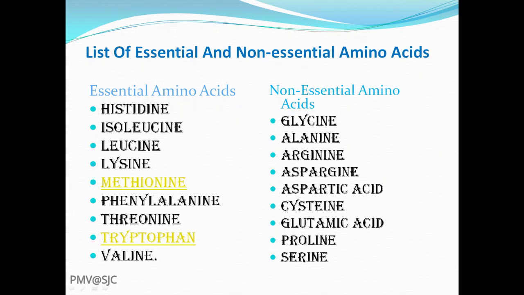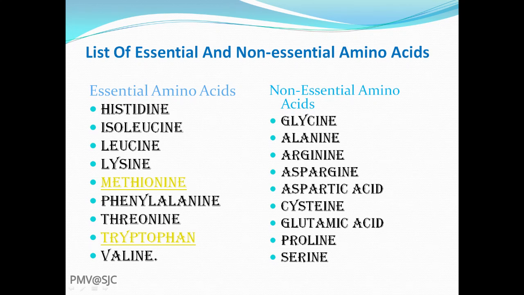Examples such as glycine, alanine, arginine, asparagine, aspartic acid, etc. are the ones which the body can synthesize. The ones which it cannot synthesize have to be supplemented through diet. They are the essential amino acids, namely histidine, leucine, isoleucine, valine and phenylalanine, right? These are to be supplemented through diet every day.